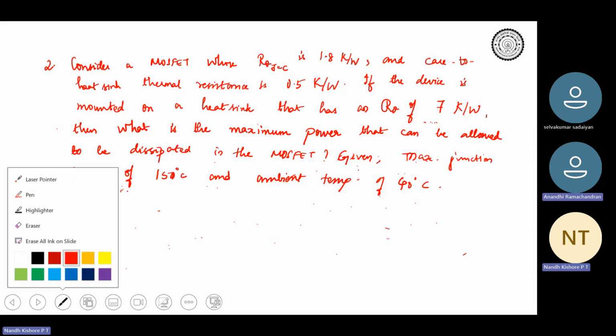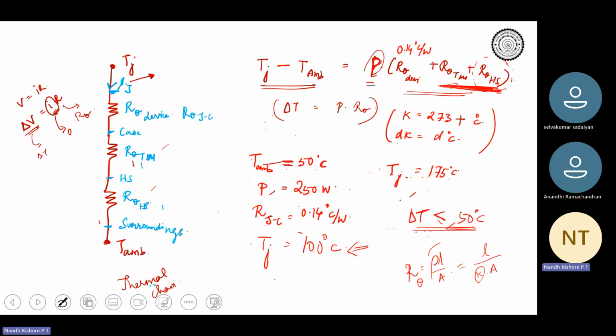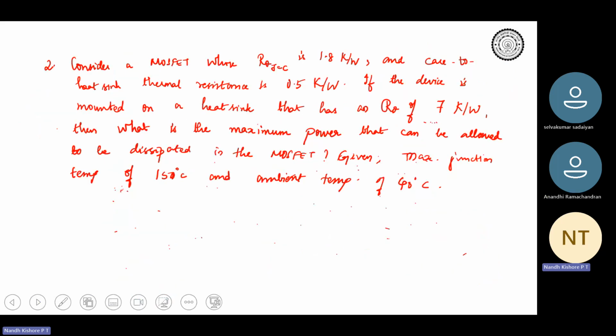Yeah, so this is the question. See, there is a MOSFET. Its R theta junction to case is given. And the case to heat sink thermal resistance is 0.5 Kelvin per watt. Case to heat sink means it is the thermal interface material, the thermal material. So TIM material R theta is 0.5 Kelvin per watt.